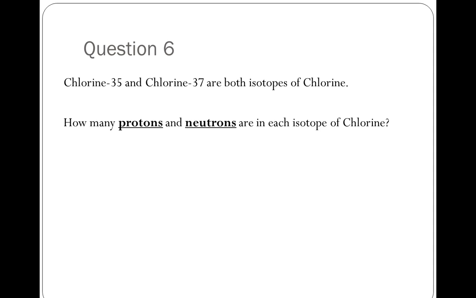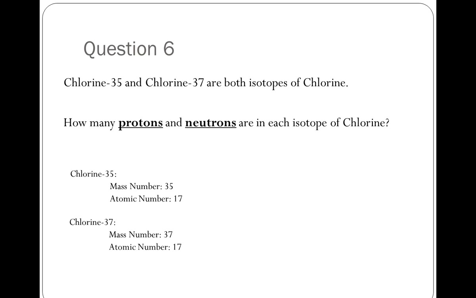Question 6. Chlorine 35 and chlorine 37 are both isotopes of chlorine. How many protons and neutrons are in each isotope of chlorine? Well, the 35 for chlorine 35 represents the mass number, and by looking at the periodic table, you know that the atomic number of chlorine, or the number of protons it has, is 17.